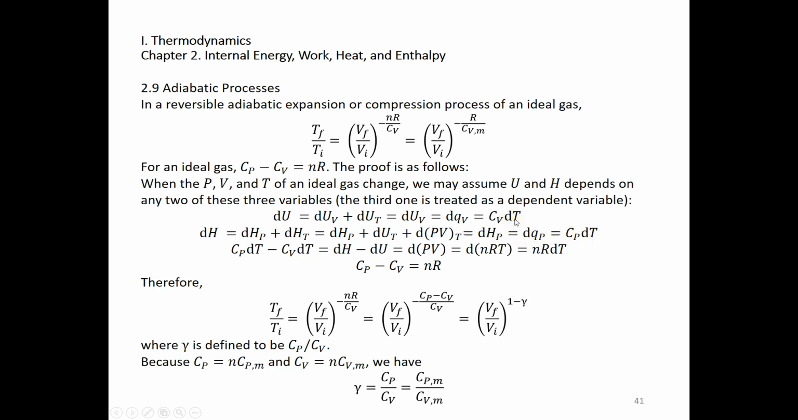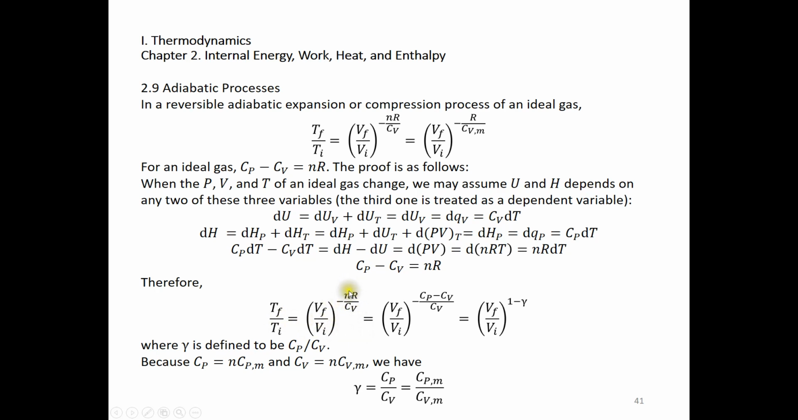Now we can take the difference between these two equations. Cp dT minus Cv dT is simply dH minus dU. dH minus dU, based on the definition of H, is simply d(PV). d(PV) is d(nRT) because it's an ideal gas, and d(nRT) is nR times dT because n and R are constant. With both sides divided by dT, we have Cp minus Cv is equal to nR. And now we can rewrite this equation for the adiabatic reversible process. The temperature ratio is the volume ratio to the power of negative nR over Cv.